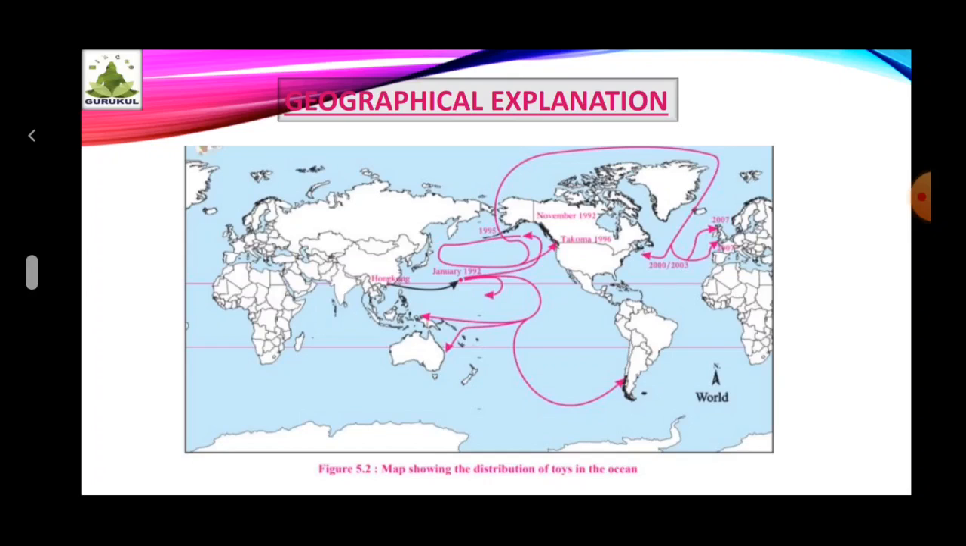Direction: the ocean currents flow in a clockwise direction in the northern hemisphere and in an anti-clockwise direction in the southern hemisphere. Alignment of the coastline also changes the direction of the ocean current. Velocity: the velocity of the ocean current is around 2 km to 10 km per hour.